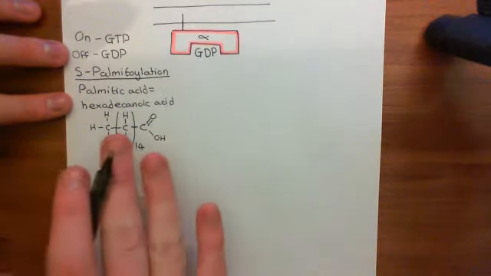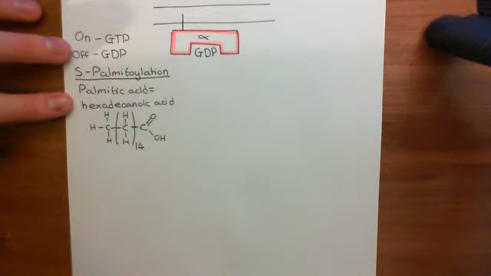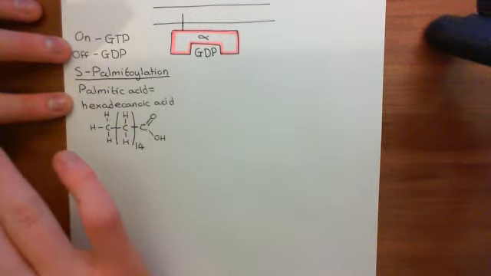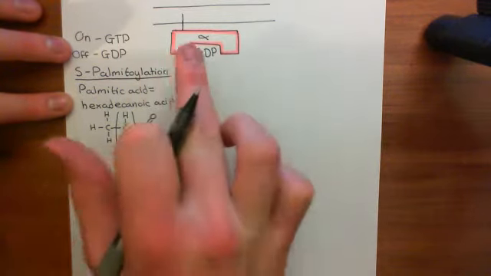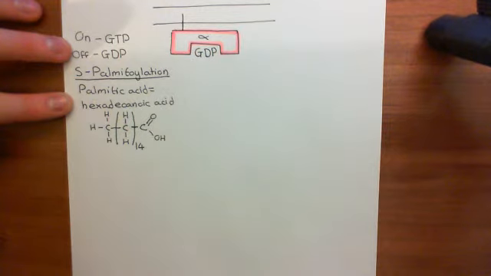So how do we attach these palmitic acid molecules onto the alpha subunits of our heterotrimeric G proteins? Well, there are two ways that you can add palmitic acid molecules onto proteins. One is S-palmitoylation, the other is N-palmitoylation. N-palmitoylation is very rare. S-palmitoylation is the main one, and it's certainly the one that's used in alpha subunits of heterotrimeric G proteins.